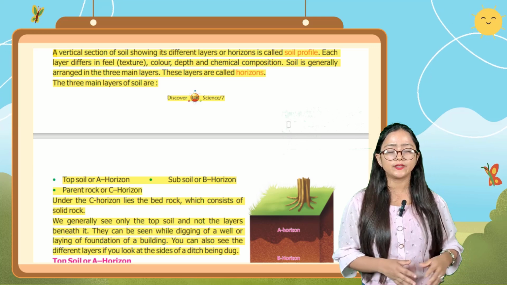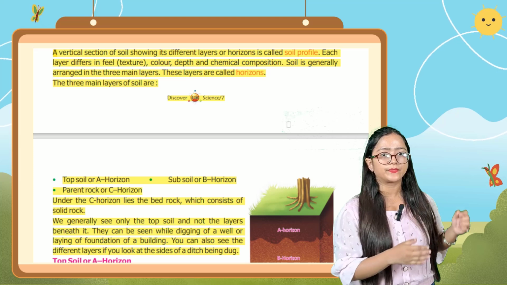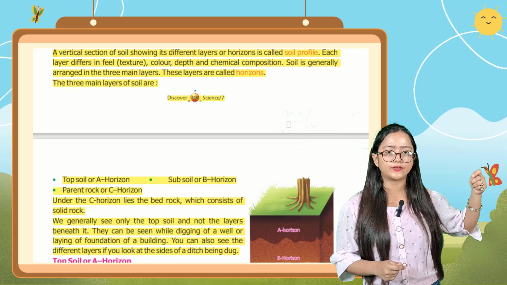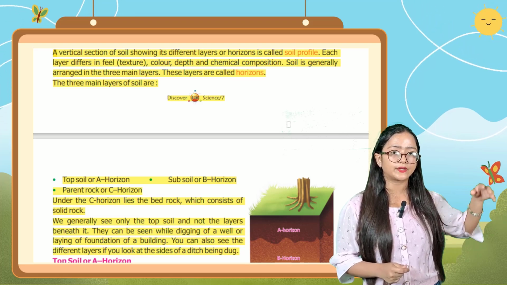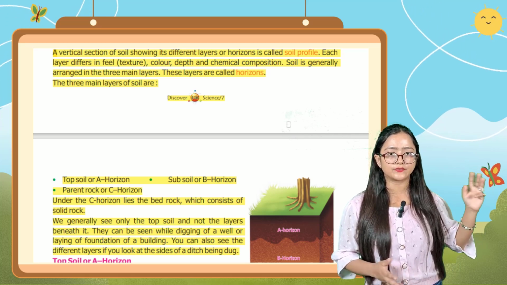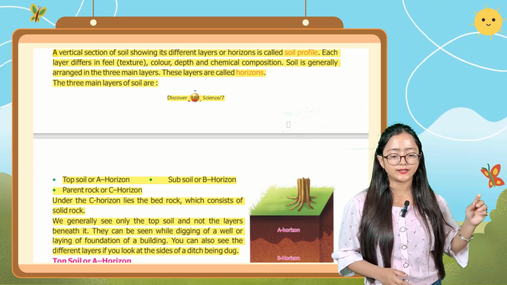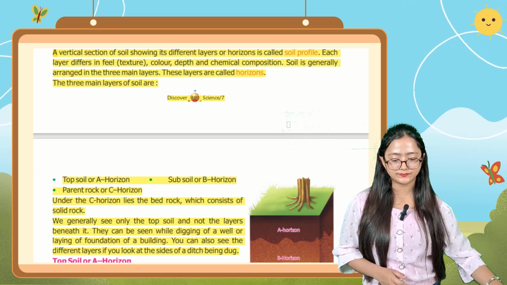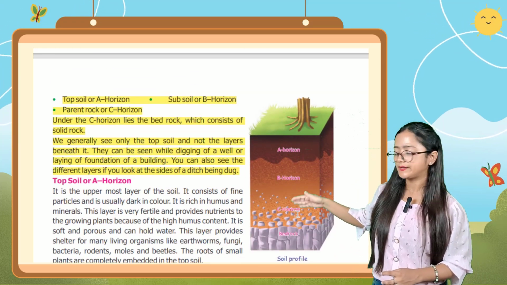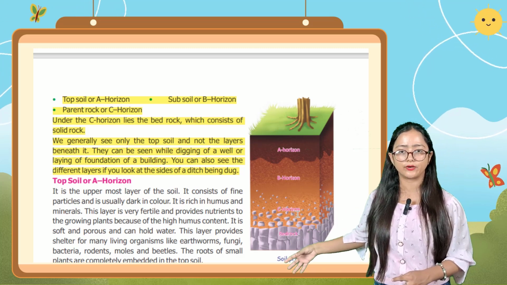So basically you can't see the different layers of the soil by looking at the topsoil only. You have to dig, for example when you are digging a well. During that time you can see the different layers of soil, and there are only three main layers. The first one is the topsoil, which is also known as the A horizon. Then, as you can see in the figure, there is the subsoil, which is also known as the B horizon, and then the parent rock, which is also known as the C horizon, and beneath that C horizon there is the bedrock.